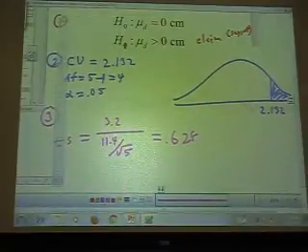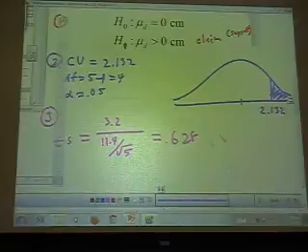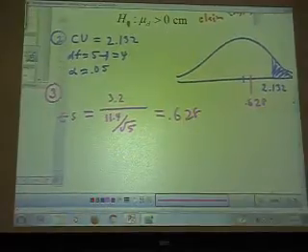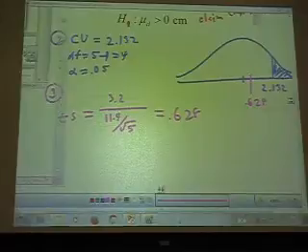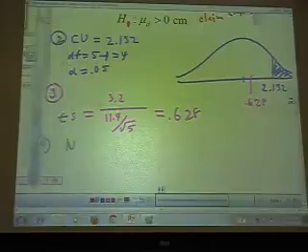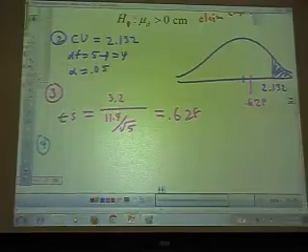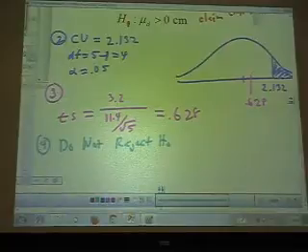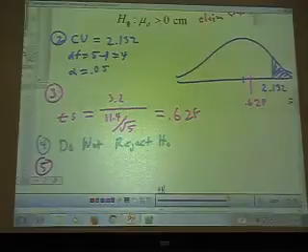So please note, here's my middle. Put it somewhere on the same side. You don't throw it over here somewhere. 0.62. Is that in the guilty range or not guilty range? Totally not guilty. So do not reject H naught. And then my step 5 will be not enough evidence.